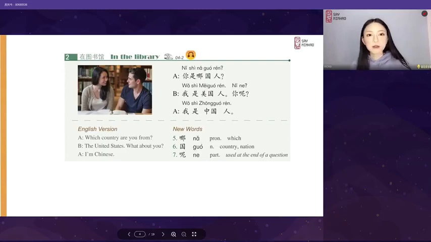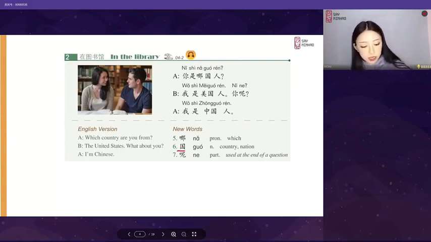The first new word for text 2 is 哪. The initial 呢, the final a, and the tone is the third tone. 哪. Read after me, please. 哪, 哪. Na, it is a pronoun and it means which.